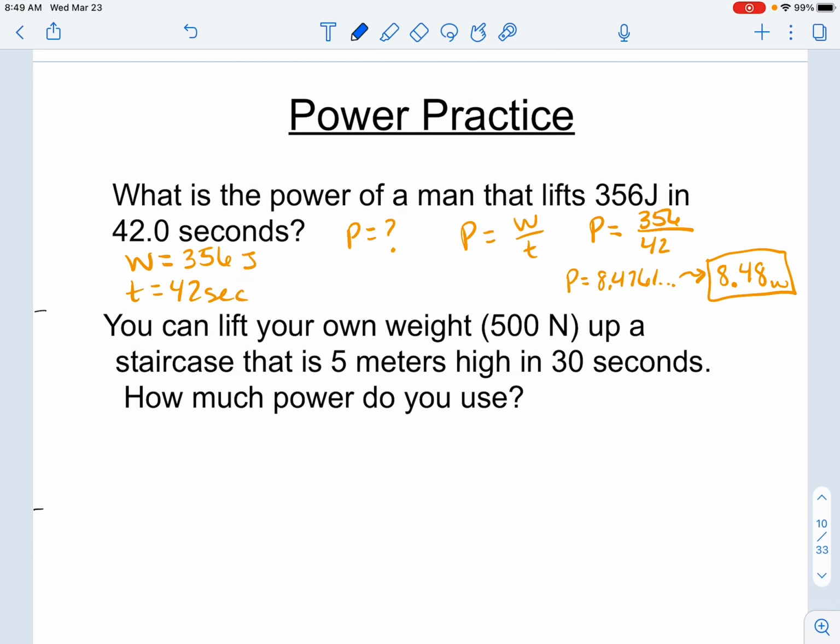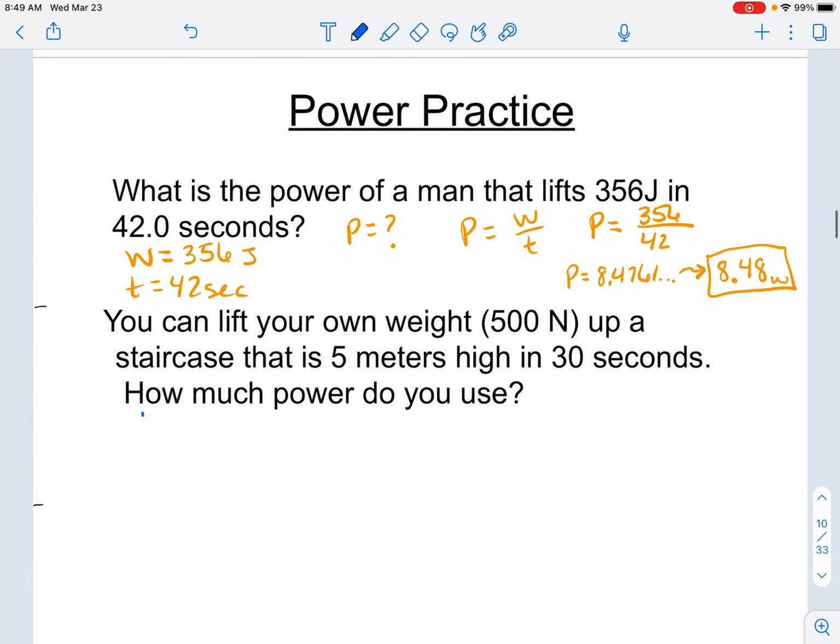Okay, next question. You can lift your own weight. So you have a weight of 500 newtons, and you lift your own weight up a staircase that is 5 meters high in 30 seconds. How much power do you use? All right, so we have a weight of 500 newtons, but we're going to use this to lift ourselves. So our applied force on that vertical axis is going to be 500 newtons.